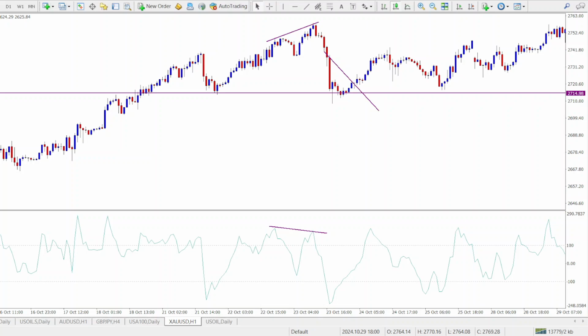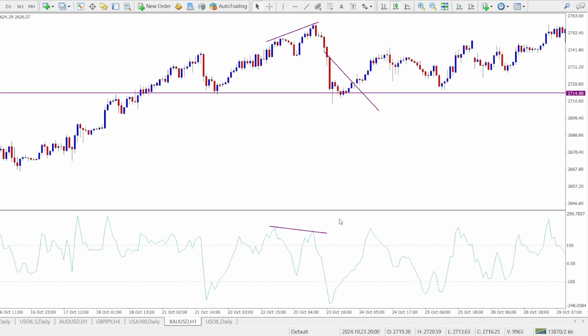Now let's talk about time frames. CCI divergence can be used on any time frame, but certain time frames tend to work better than others. For short-term trading like scalping or day trading, you will want to use smaller time frames such as the 5 minutes or 15-minute charts. Divergence on these time frames can give you quick opportunities to catch short-term reversals.